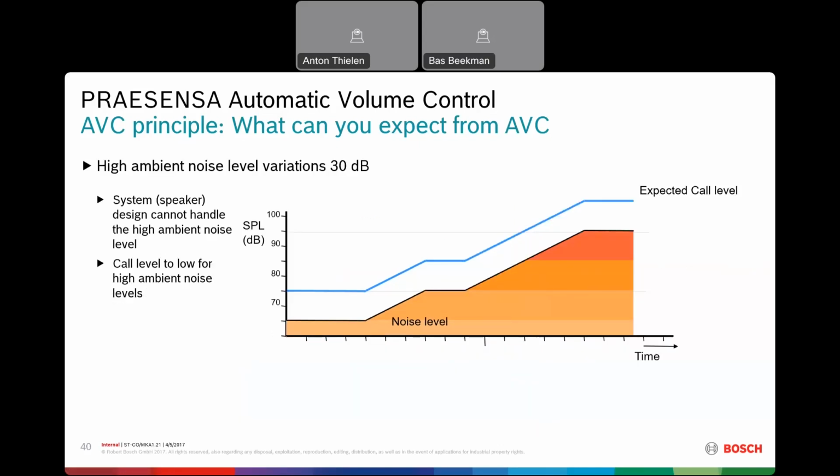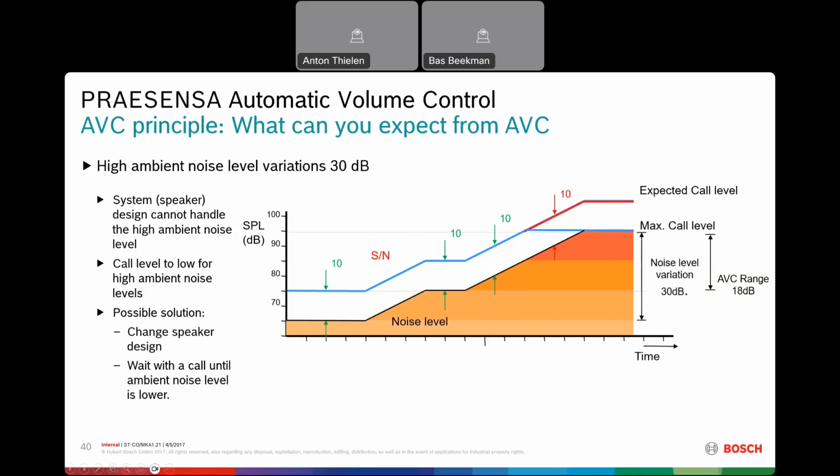For high ambient noise level variations, when you again have this 30 dB, the system speaker design cannot handle the high ambient noise level. You would have to go to a very high call level if you want to be 10 dB above that high noise level. At the lower end it's possible, but it may be perceived as very loud. But at the top, it's impossible to do that. So in this case, a possible solution is to change the speaker design and wait with the call until the ambient noise level is lower. That could also be an option.